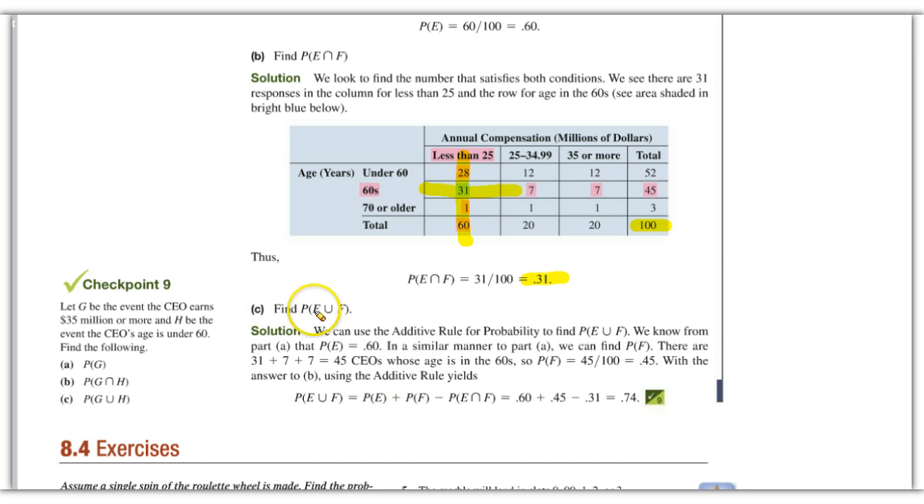And in letter C, we're looking for the union of set E with set F. Well, set E was 60. Set F is 45. But notice we do have an intersection, so we have to subtract the 31, and when we do so, we end up with a total probability of 0.74.